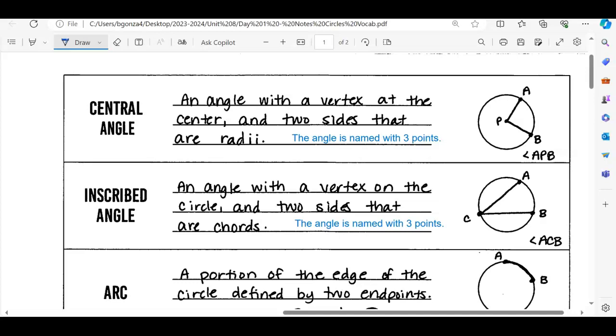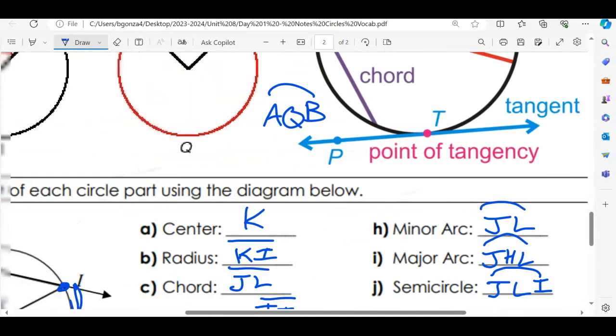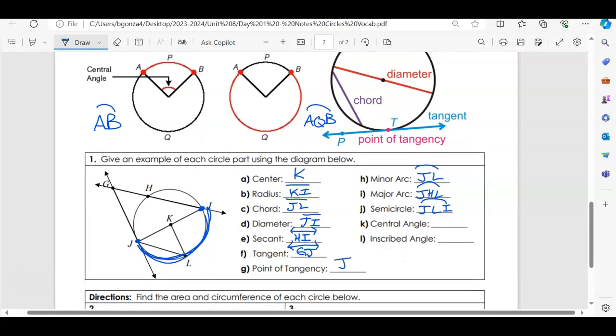Now notice, each one of these has 3 letters. Angle APB, the center, is the central angle. Angle ACB, on the edge, is inscribed. Okay, so that vocab is definitely in your notes. You see it on the front side. So let's go over here. Central angle. So what angle is right there in the center? Well, K is the middle, right? But I need 3 letters. So what 3 letters will connect to make that central angle?